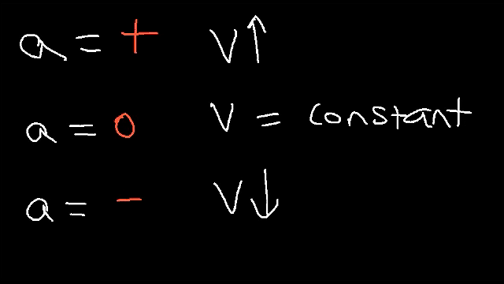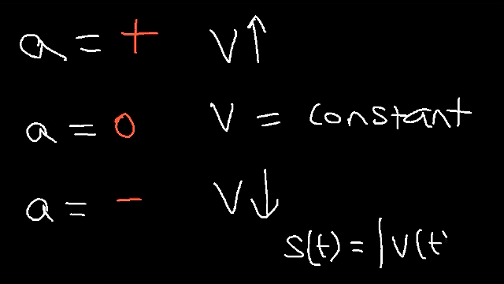Now keep in mind, instantaneous speed is the absolute value of instantaneous velocity. So if the instantaneous velocity is -5, the instantaneous speed is +5. If the instantaneous velocity is +8, the instantaneous speed is +8. Velocity is speed with direction.